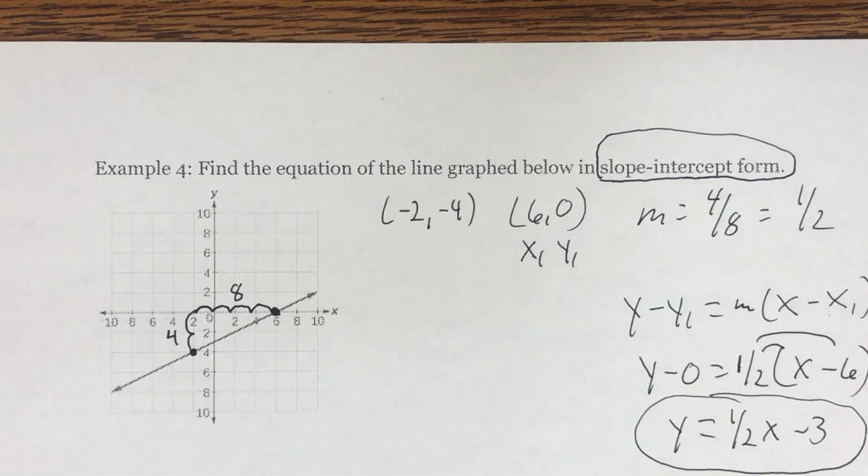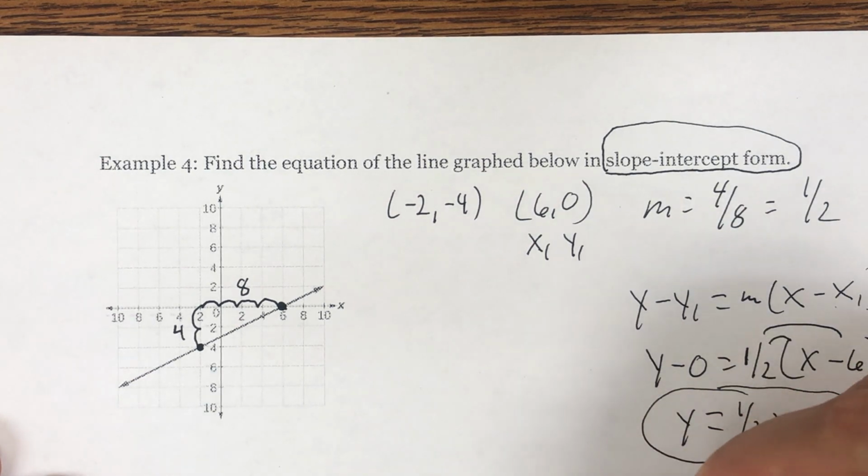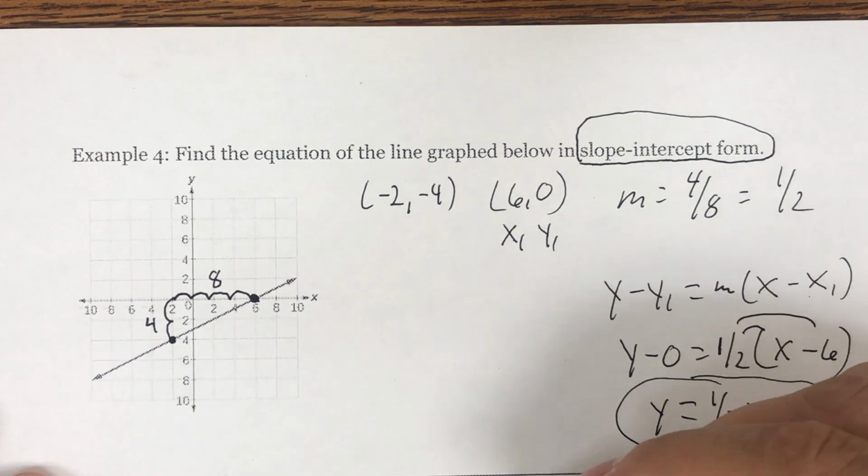So do number 5 and 6 on your own. Go ahead and push pause, give these a try. All right, make sure you read the instructions closely. This one says point slope form. So I have to end in point slope form.